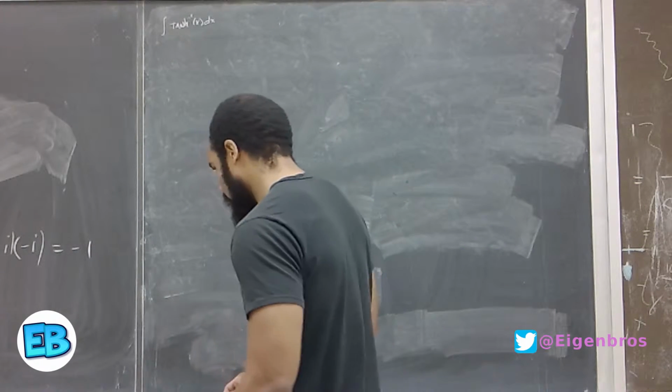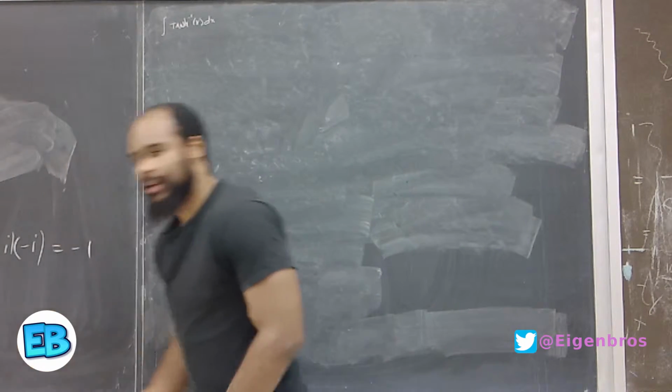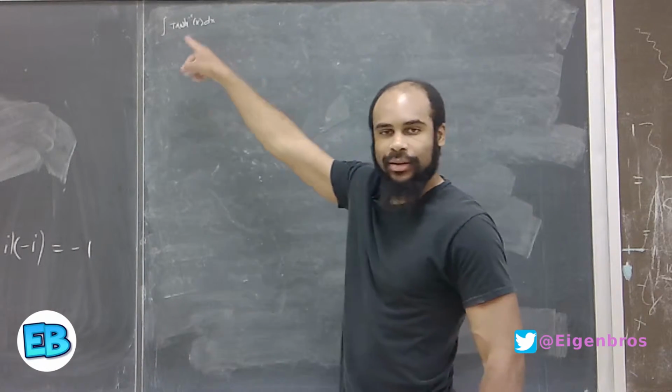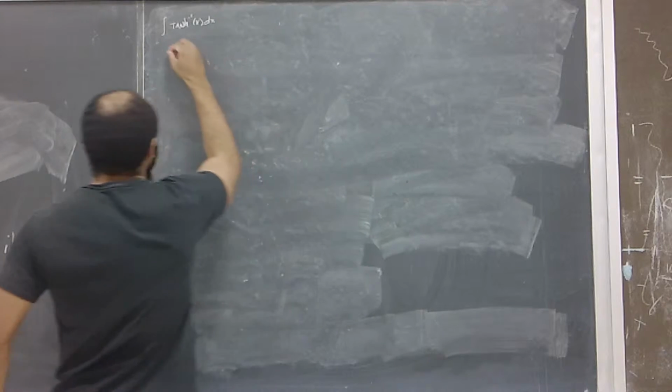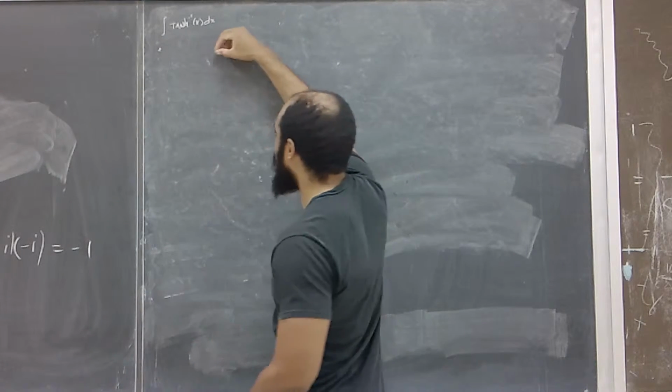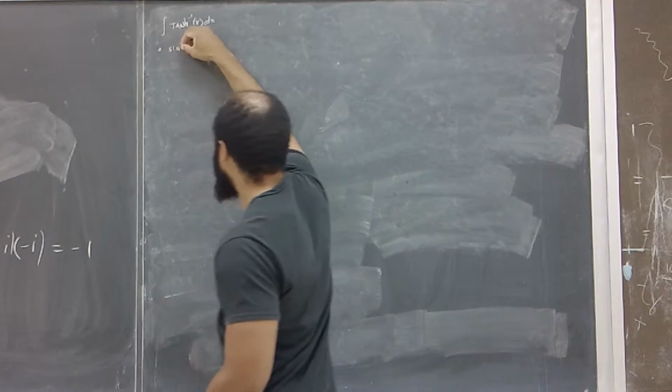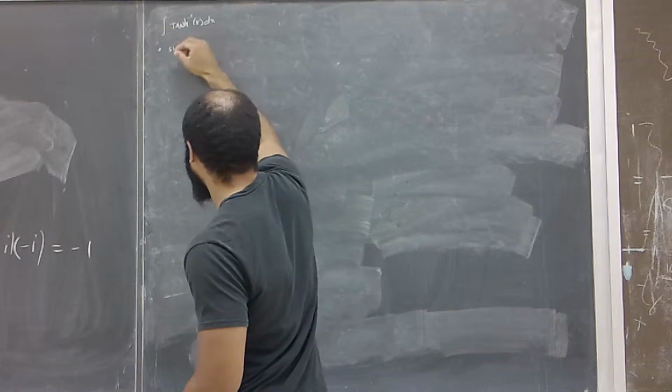So today what we're going to do is go ahead and derive the inverse hyperbolic tangent of x. First off, we're going to start with the definition of the hyperbolic sine and hyperbolic cosine.